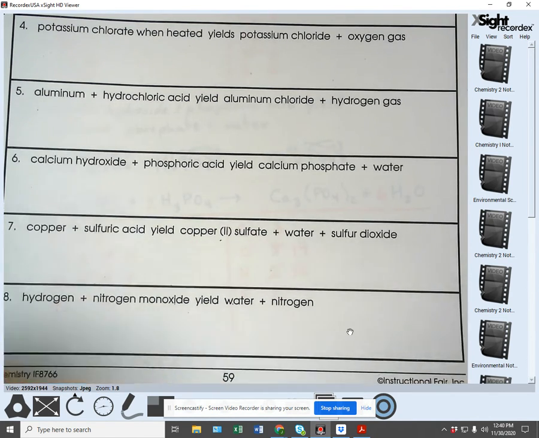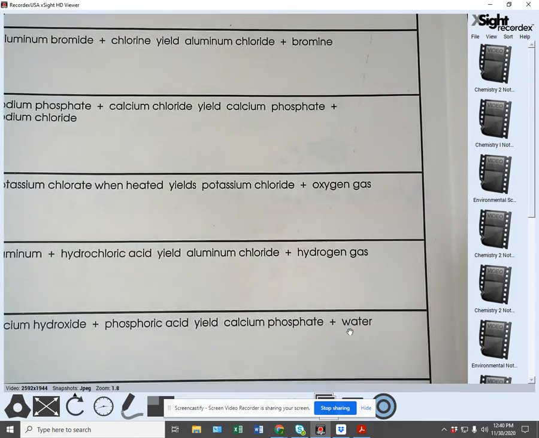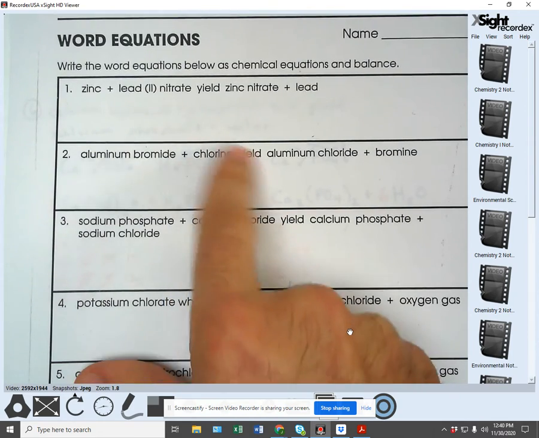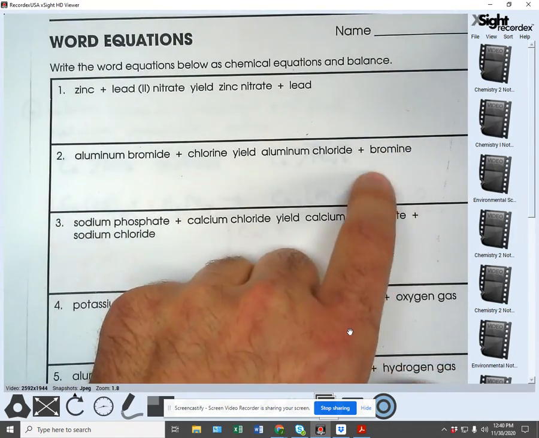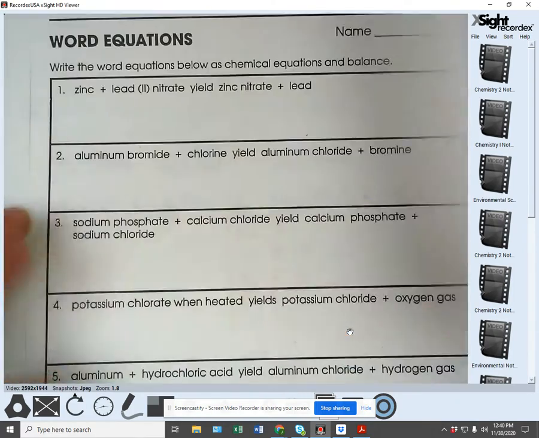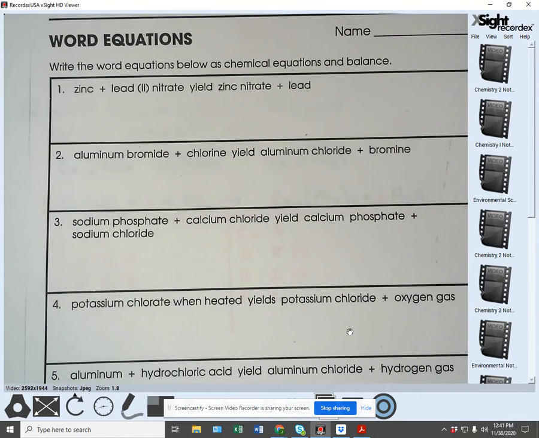All right. If you guys have questions, let me know. Don't forget about your Hofbrinkel on these. So for example, aluminum bromide plus chlorine. Chlorine, when you put it in, because it's alone, is going to be Cl2. Bromine, when you put it in, because it's alone here, is going to be Br2. But when you make the formulas here, these are not alone, so you have to do the charges and the crossing.